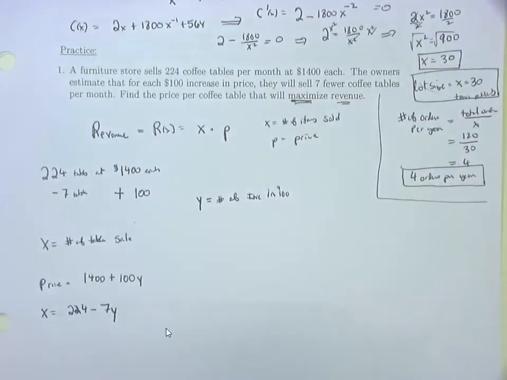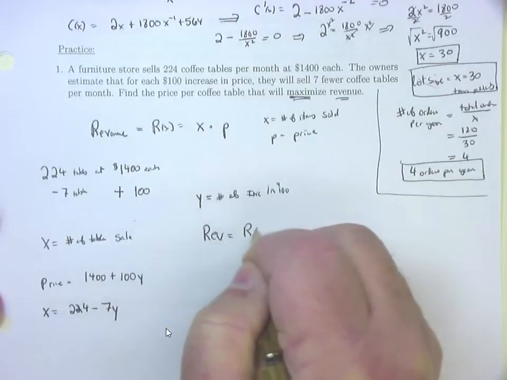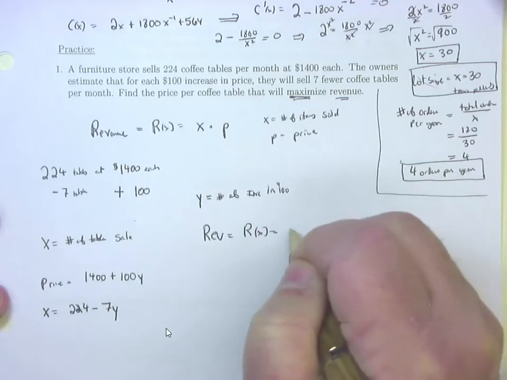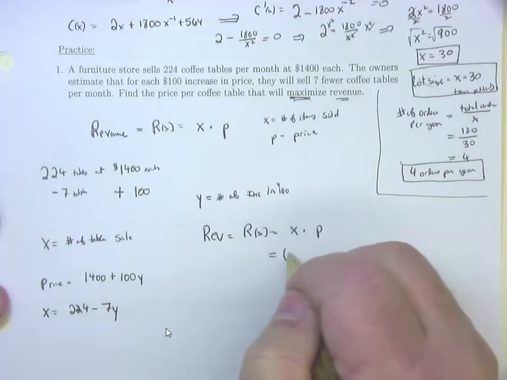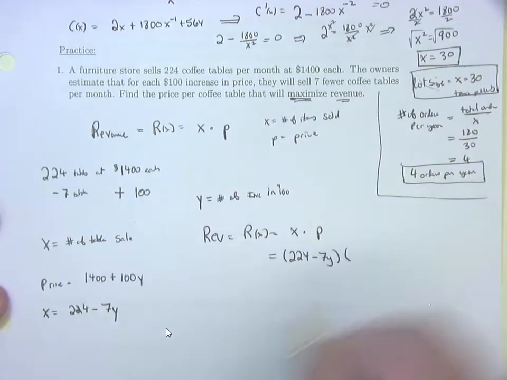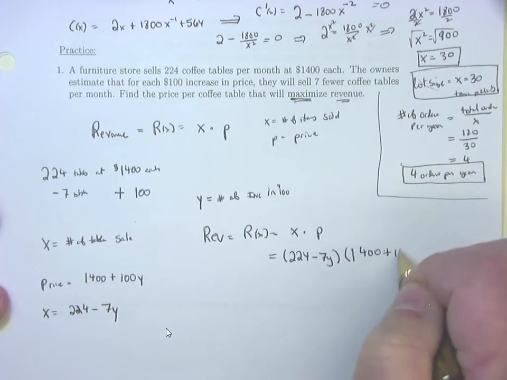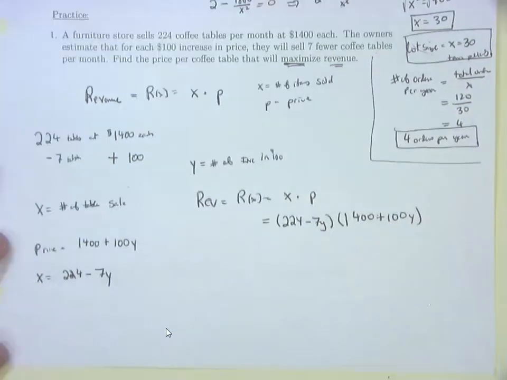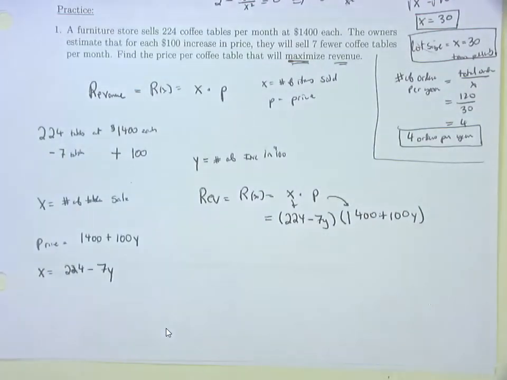So what is going to be my revenue? Putting these two concepts together, revenue, R of X, is going to be equal to X times price. But what is X equal to? X is equal to 224 minus 7Y times the price, which is equal to 1,400 plus 100Y. Does that make sense? I'm just substituting to get it in terms of that one variable. Now, what am I going to do with this? I'm going to clean it up, take the derivative, set it equal to 0, and solve.